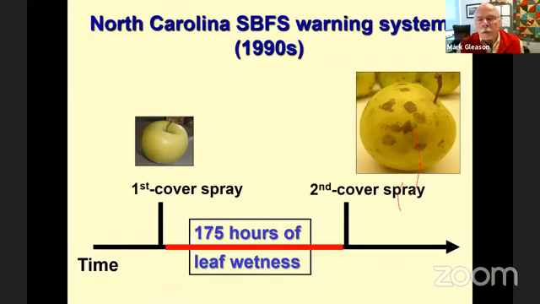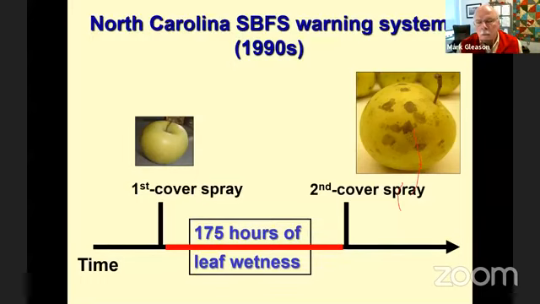The first work that was done to try to make fungicide spraying more efficient was done at North Carolina State University by Dr. Turner Sutton in the 1990s. He developed the first, what we call a warning system for sooty blotch and fly speck. It's a rather simple warning system, which tends to be the best kind of warning system, one that's simple to use. About the time of first cover, which is maybe 10 days after the flower petals fall off the apple trees, you withhold the next spray until 175 hours of leaf wetness have accumulated since that first cover spray.